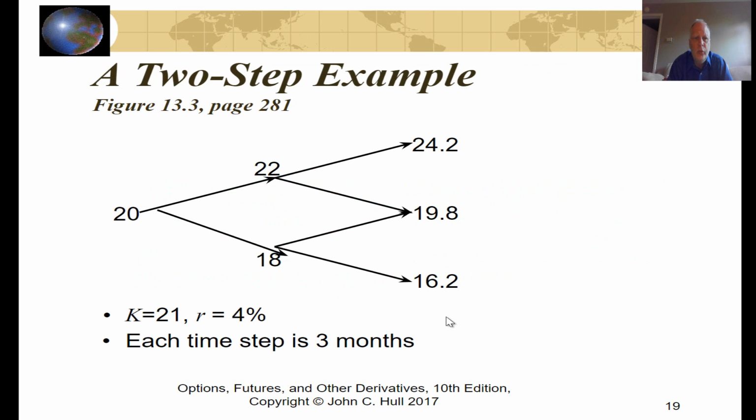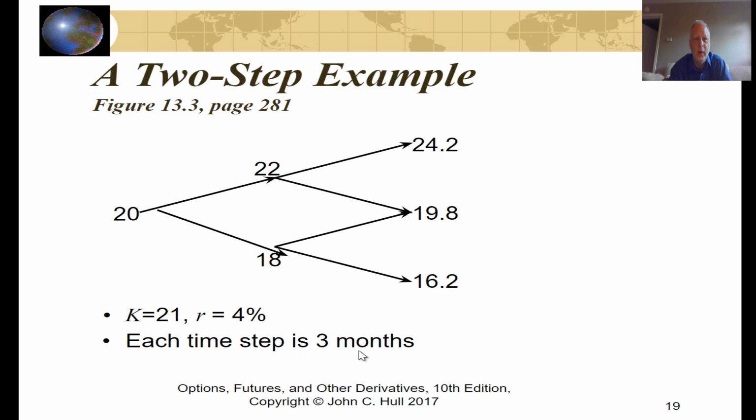What about a two-step example? This is going to use the same up and down numbers. So we have 20 times 1.1 gives us 22, times 1.1 again gives us 24.2. Or if we end up going down 0.9, 22 times 0.9 gives us 19.8. 20 times 0.9 gives us 18. 18 times 0.9 gives us 16.2.